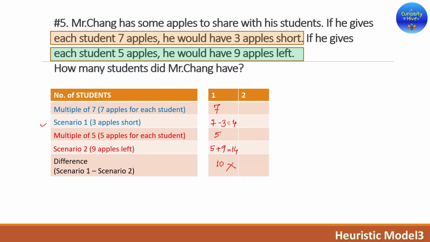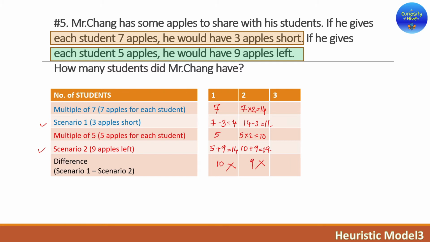Let's try, suppose he has 2 students. If he has 2 students, this would be 7 times 2, because each one will get 7 apples, which is equal to 14. And as per scenario 1, he would be short of 3 apples, which is equal to 11. Well, in the second scenario, 2 persons would have got 5 apples each. So it would be 5 times 2, which is equal to 10. And as per the scenario, if he would have given 10 apples, he would be left with 9 more apples, which is 19. Now again we have 11 and 19. The difference of the 2 is 9, which is again not true.